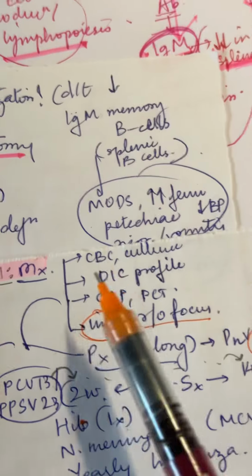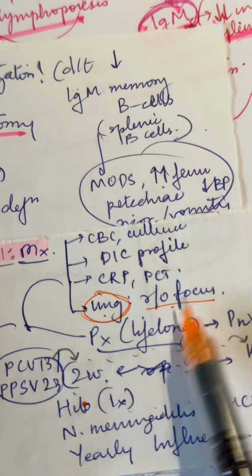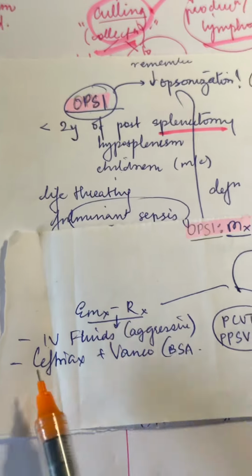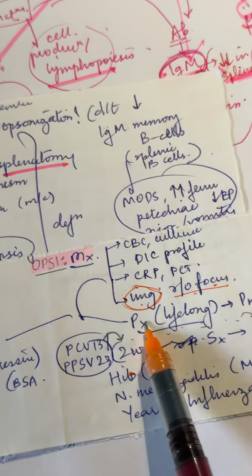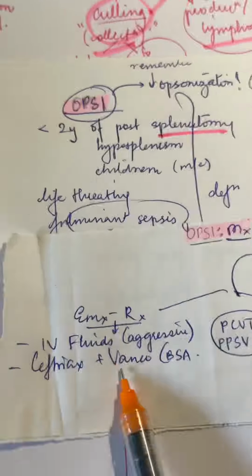What do you do? Quickly send for a CBC, culture, DIC profile, CRP, PCT, and you will also do an imaging study to rule out a focus of active infection. And then you actively manage the patient by aggressive IV fluid therapy for the shock, and you will give broad-spectrum antibiotics. To have prevented all of this from happening, we need a lifelong prophylaxis for a patient who has his spleen removed. That lifelong prophylaxis is basically penicillin V 125 to 250 BID.